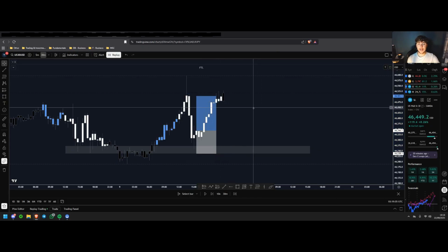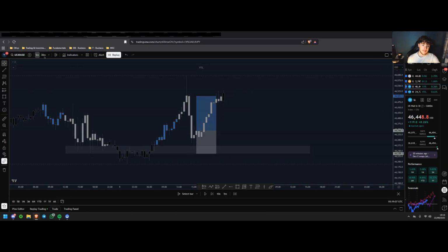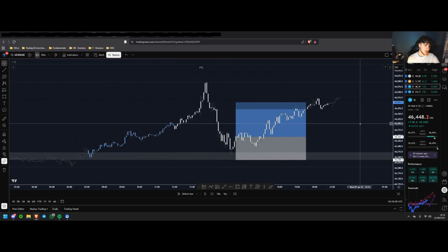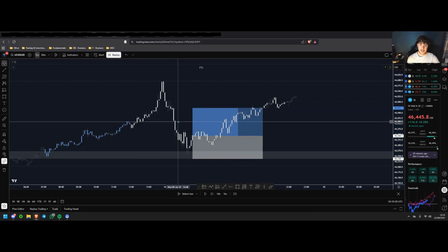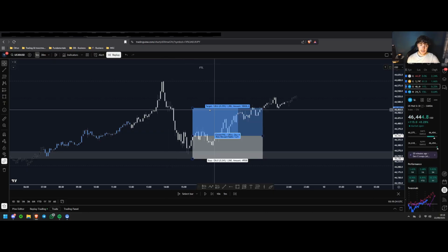Now we are on the 30-minute. If I jump down to the 5-minute here, we can clearly see the top of the imbalance has been reacted off multiple times. Now this is the same for the 5 minute. If we were to target this, which again is an imbalance, and we've targeted the top of it, then we can see price has tapped into it, and then it fails to break.